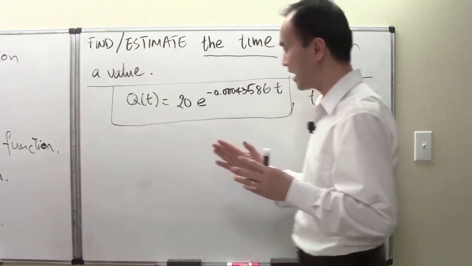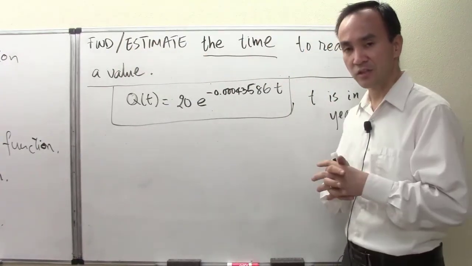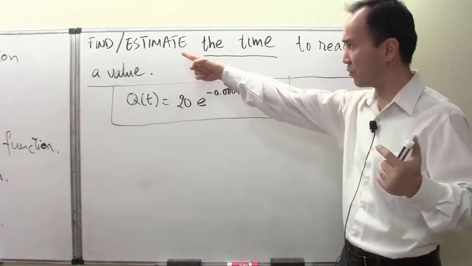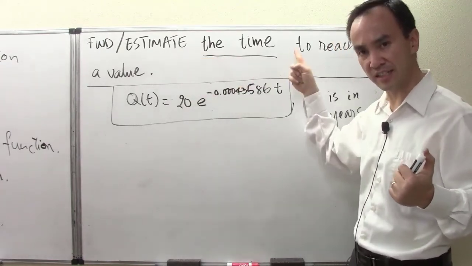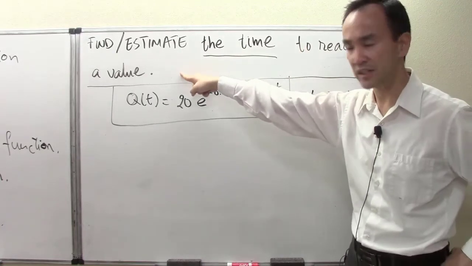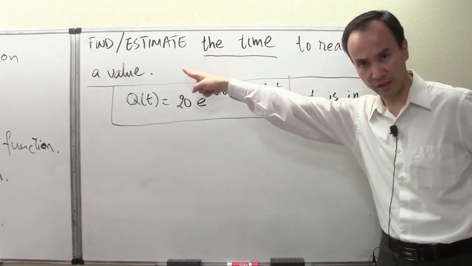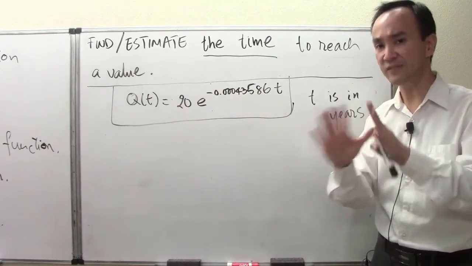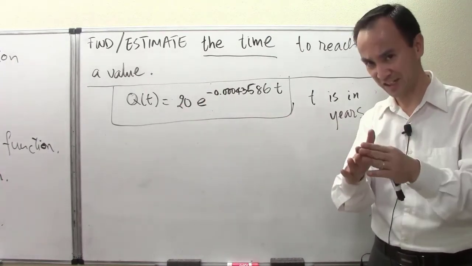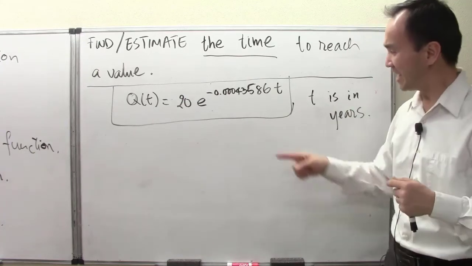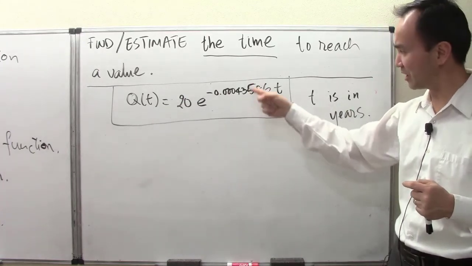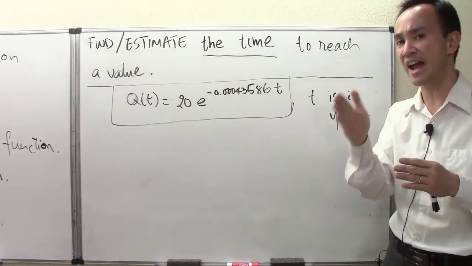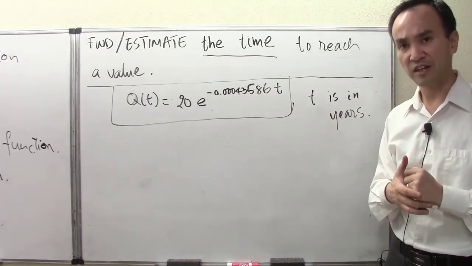So now we're about to find the answer. We're back in that kind of problem where we want to estimate the time it takes to reach a value. We have already found our modeling function, even though it was not specifically asked in the problem. Now we're going to use this function to find how much time it takes to get to only half of some initial amount.